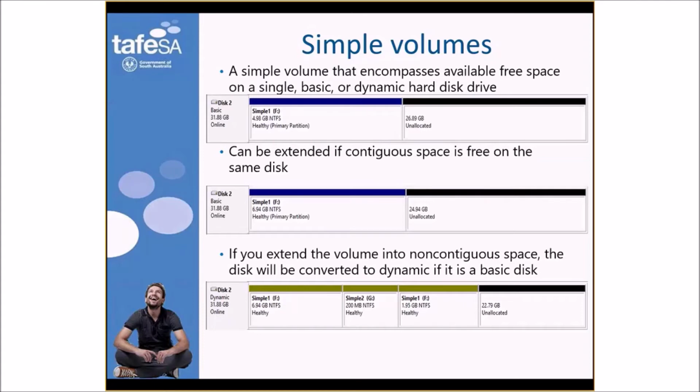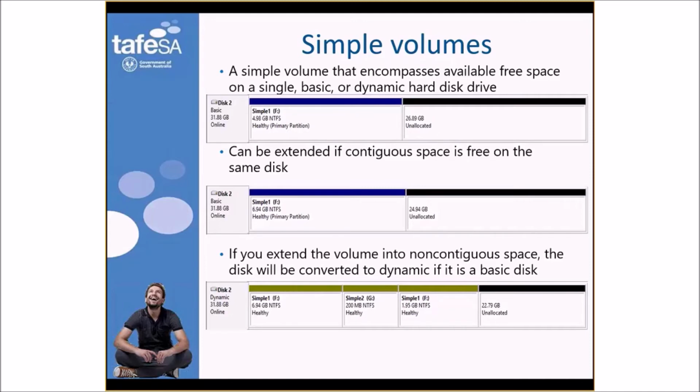Simple volumes that encompass available free space on a single basic or dynamic hard disk can be extended if there's contiguous space. The term contiguous is a weird word, but have you heard of any other word that's similar? Continuous. To be honest, you could think of it like that. Contiguous space means all the space is continuous, if you like. One comes after the other, after the other. Which means that we can extend this to more space which continues on from there.